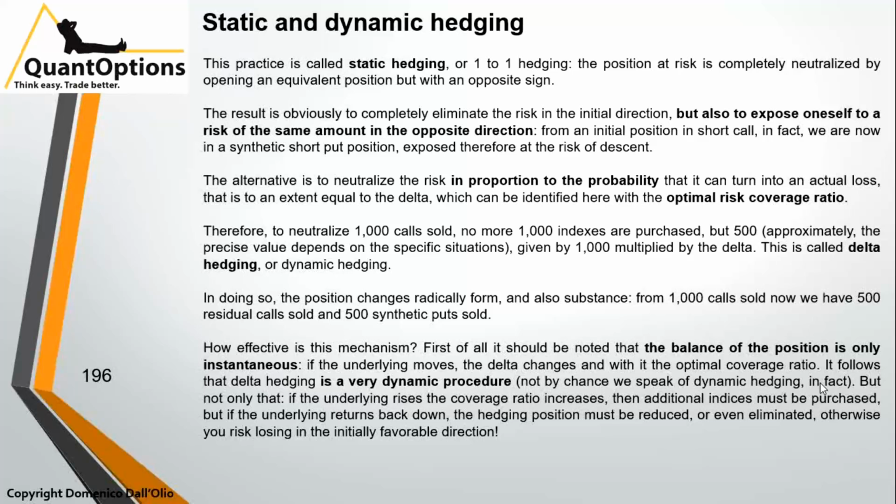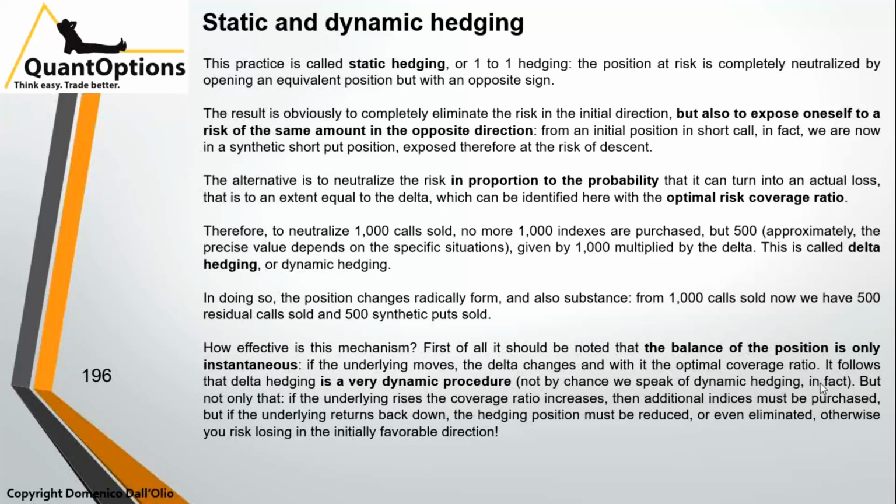The alternative is to neutralize the risk in proportion to the probability that it can turn into an actual loss. That is to an extent equal to the delta, the probability to be in the money at maturity, which can be identified here with the optimal risk coverage ratio. Therefore, to neutralize 1000 calls sold, no more 1000 indexes are purchased, but 500 more or less. It depends on the specific delta of the option in that moment. And that 500 more or less is given by 1000 multiplied by the delta. This is called delta hedging or dynamic hedging.